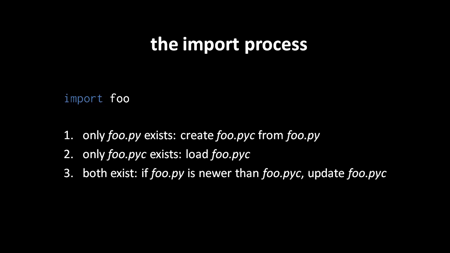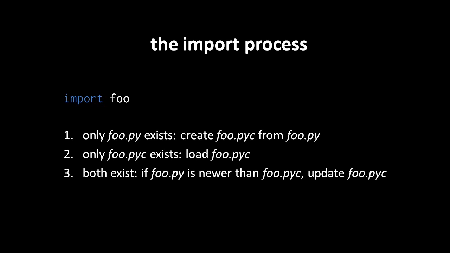Well, in the first case, when only foo.py exists, the source file exists, then Python will actually create the pyc file from foo.py, and then of course execute the module. In the second case, where only the compiled form is found, the pyc file is found, Python will simply of course just load the module from the pyc file.